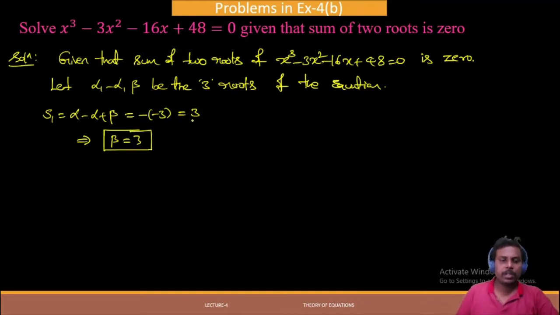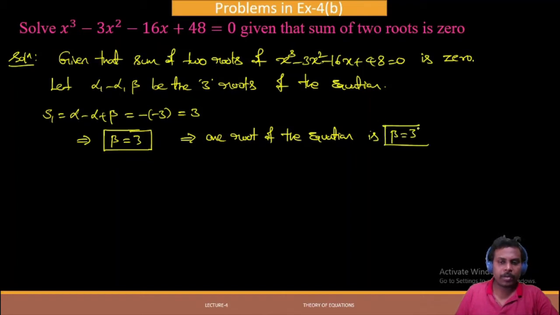Okay. This means one root of the equation we have got it. One root of the equation is beta is equal to 3. Now we have to find out the remaining two roots. So how to find out the remaining two roots?